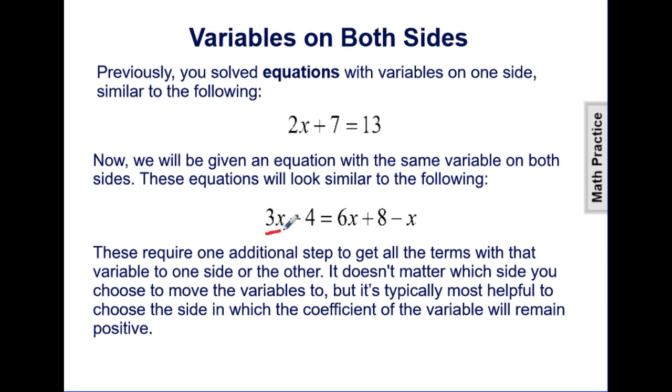Here we have a variable x on the left, and x in two terms on the right. These require one additional step to get all the terms with that one variable to one side or the other. It doesn't matter which side you choose to move the variables to, but it's typically most helpful to choose the side in which the coefficient of the variable will remain positive.